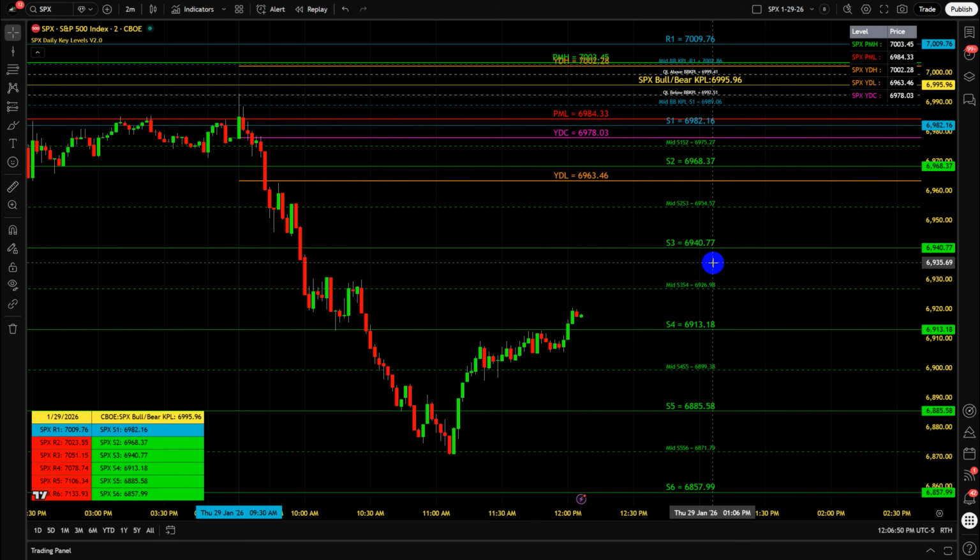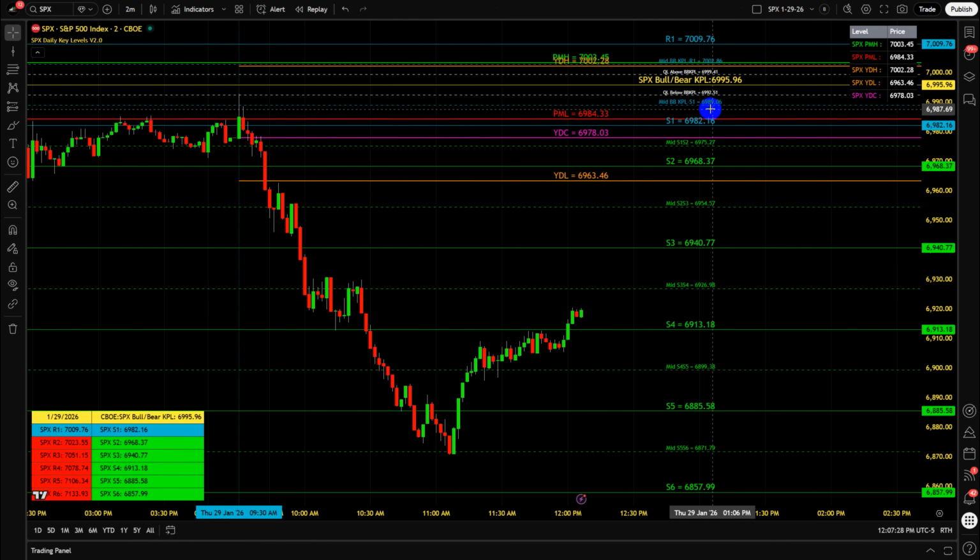For the default display of the indicator, the default levels displayed are at 9:30 a.m., unless you change what you want the default to be, is the SPX Bull Bear KPL. That's the most important bull bear key price point and key level for the different key levels that the indicator presents. So generally speaking, that is a bullish bias above and a bearish bias below. However, you can still take bullish or bearish trades with this indicator off of any of the main key levels.